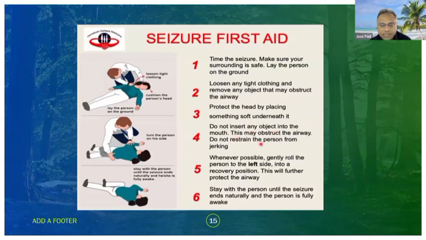Do not insert any object into the mouth because this can obstruct the airway. Don't put any spoon or any kitchen utensil into the mouth, and always get the help of trained medical personnel. Whenever possible, gently roll the patient to the left side into a recovery position. This position is known as the recovery position, and this will further protect the airway. Stay with the person until the seizure ends naturally and the person is fully awake. So you have to give first aid for seizure.